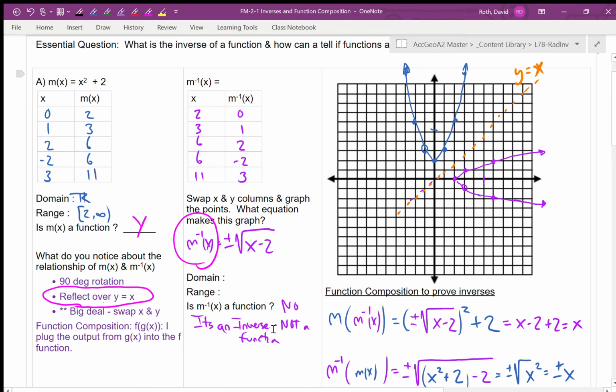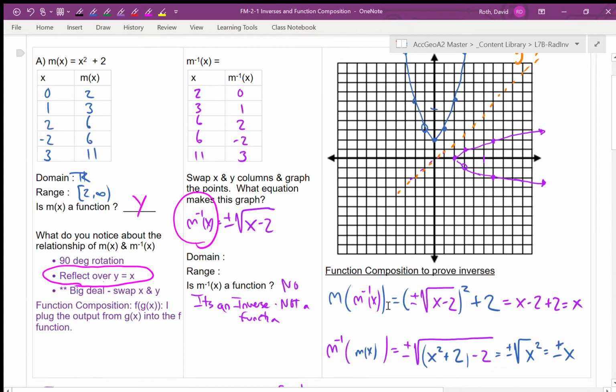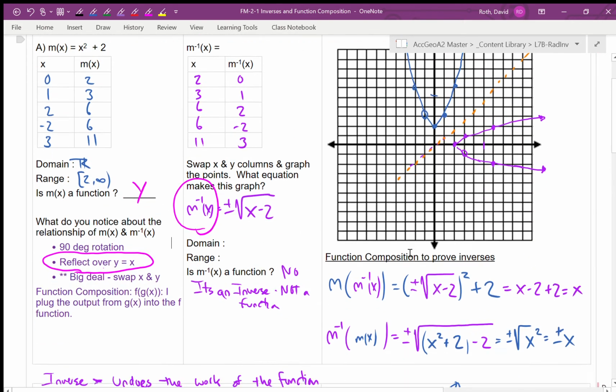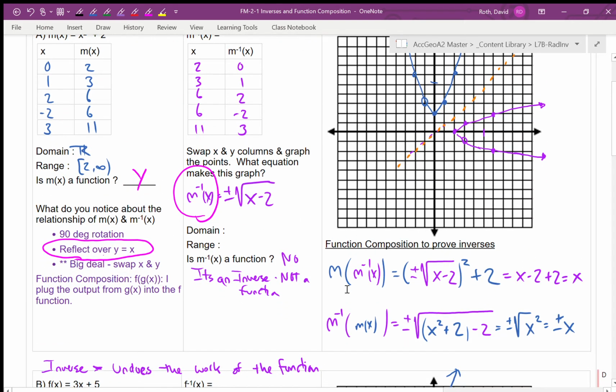Okay, in any case, function composition. In function composition, I'm plugging one function into another. And the key idea is, see, this is where the coloring really comes into place over here. I take my inverse m-1 of x function, not function, but equation, and I plug it into the original m function. And by definition, an inverse function undoes the work of the original function. Kind of like your younger brother or sister when you clean up your room or the house and then they make a mess again.